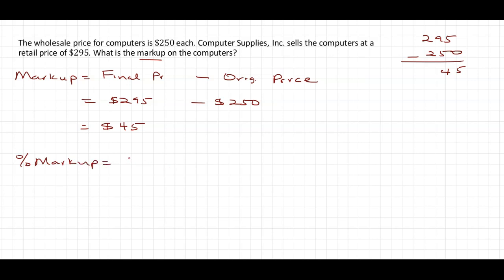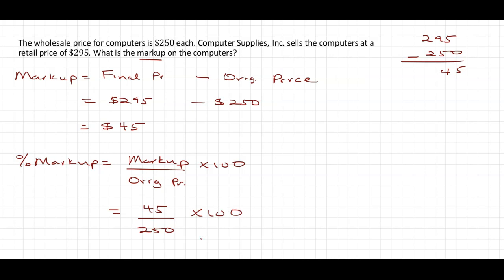So that's going to give us markup divided by original price multiplied by 100, which is going to give us 45 divided by 250 multiplied by 100. So I'm going to cross out the 0 in the denominator here and then add for 100.